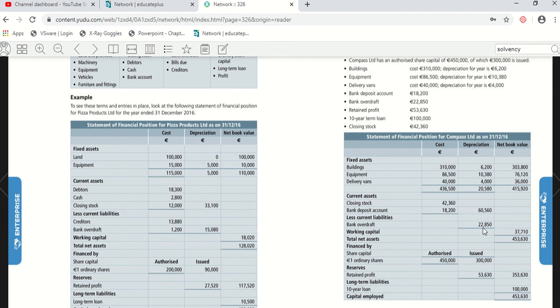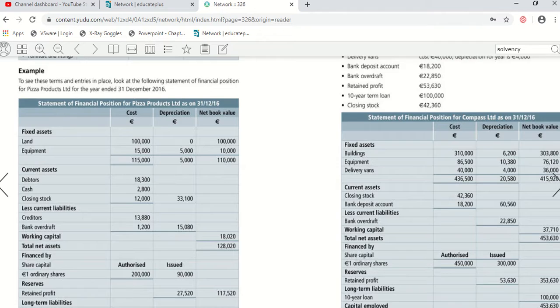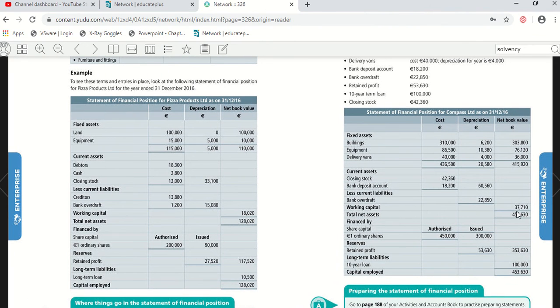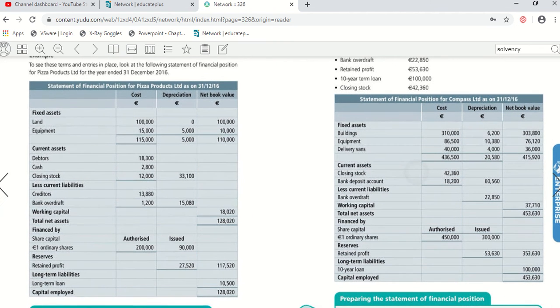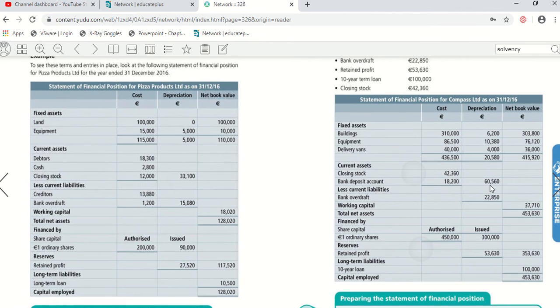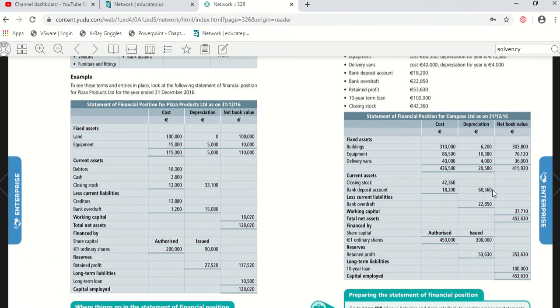The bank overdraft is owed, and that would have to be covered quickly with the 60,560. But there will be a working capital left over in this example of 37,710. So the working capital is good, and that's why it's called the working capital ratio: how much money is left over once current liabilities are paid with the current assets. Those are the two figures that would be compared. How much in current assets have you available as a business to pay back your current liabilities or debts? The working capital is the figure used really.